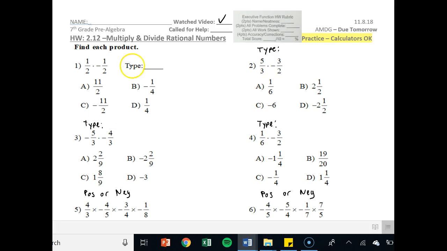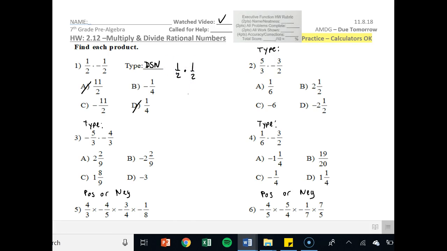Now, I messed up and wrote type here. It's going to be tough for you to show your work, so I wrote type above the problem in every other problem. So, for instance, this problem is a DSN, different signs negative. So, you know you're going to have a negative in your answer. You might as well go ahead and cross off A and D, right?